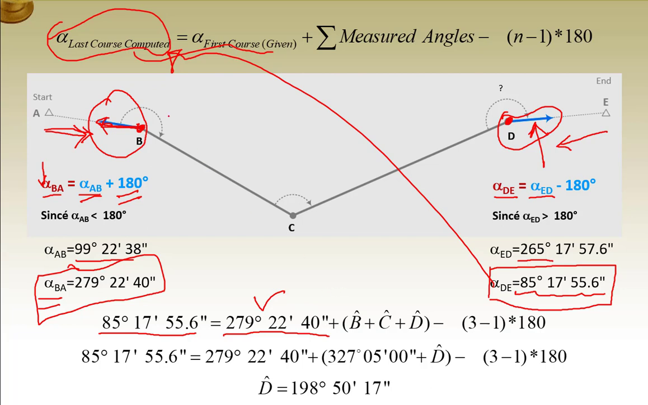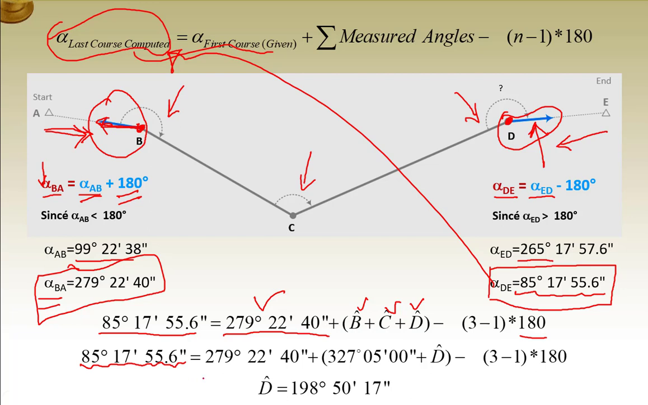So what do we have? We have these angles, B, C, and D. So this is B, C, and D. We'll come to the values later. Minus n, it is 3 angles. Minus 1, it is 2, multiplied by 180. And then we come to the angle substitution.